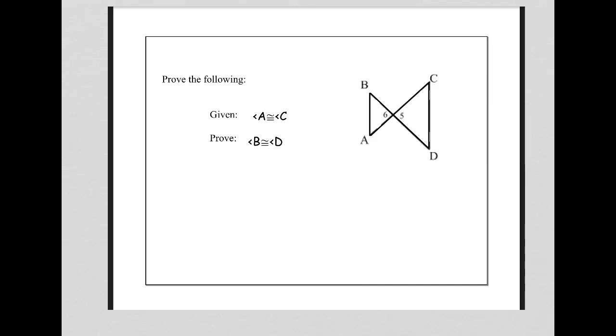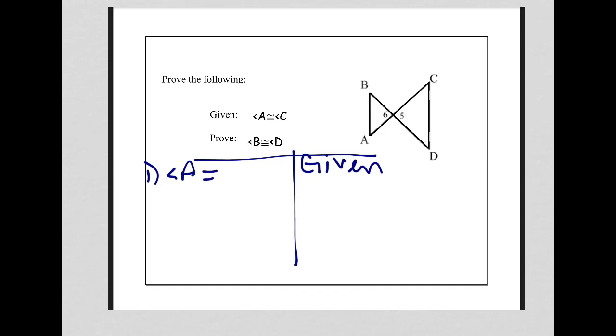So hopefully this means that you are done with the warm-up and you're ready to go over it. So let's start with number 11 and a proof. We always start with our 2 columns and what we're given. In this case, we're given that angle A is congruent to angle C.